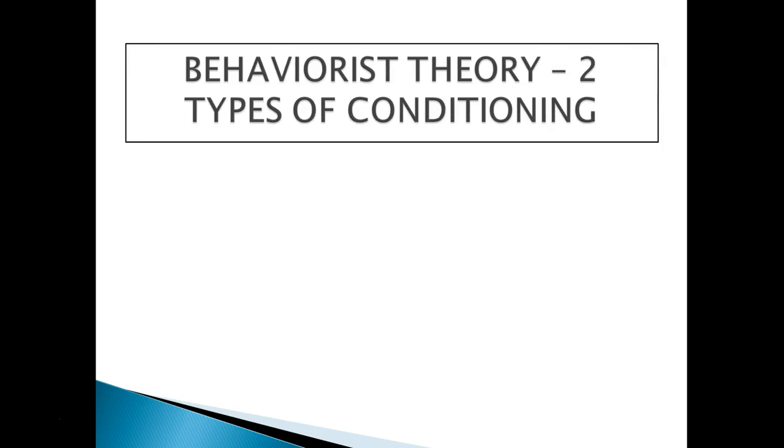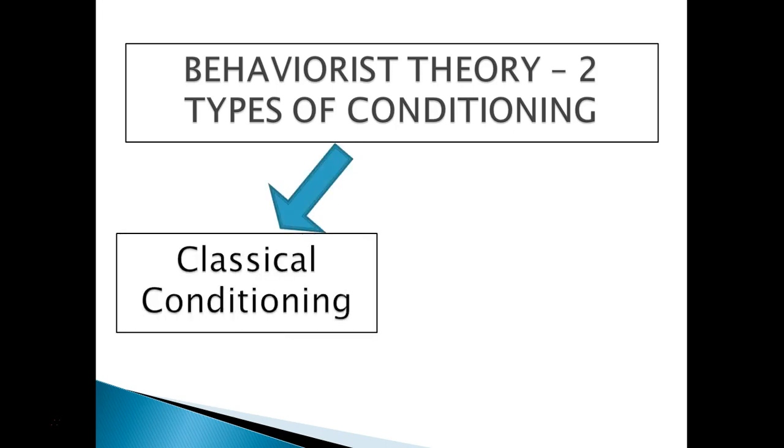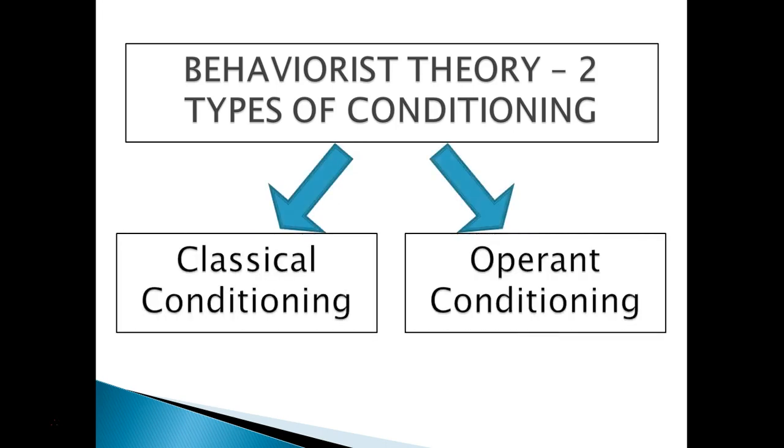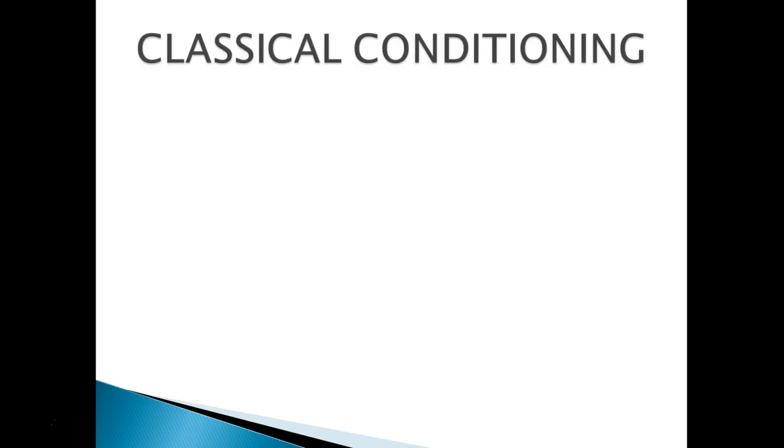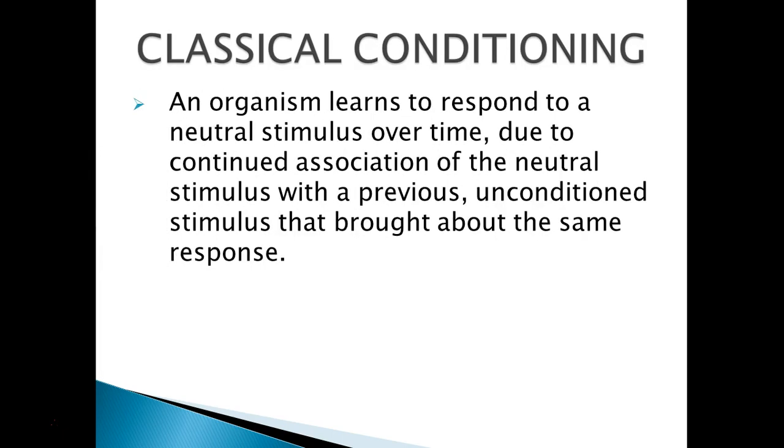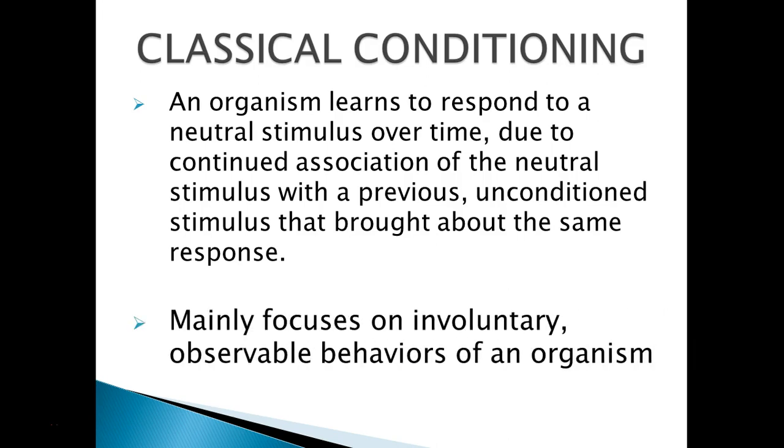According to the behaviorist theory, an organism can learn new behaviors through two types of conditioning: classical conditioning and operant conditioning. In classical conditioning, an organism learns to respond to a neutral stimulus over time due to the continued association of the neutral stimulus with a previous unconditioned stimulus that brought about the same response. Classical conditioning mainly focuses on involuntary, observable behaviors of an organism.